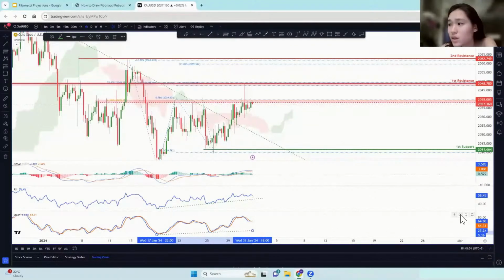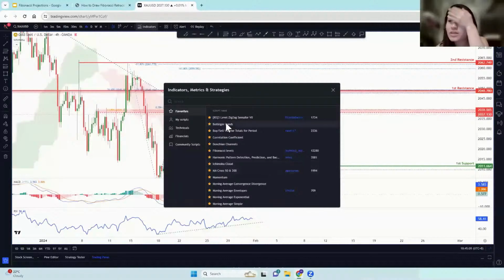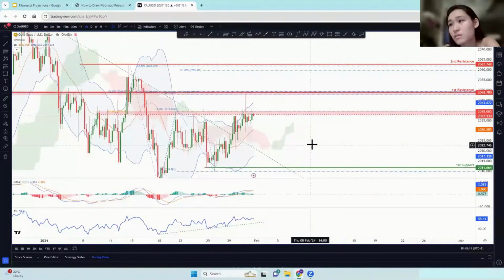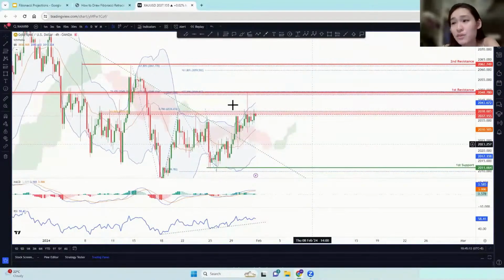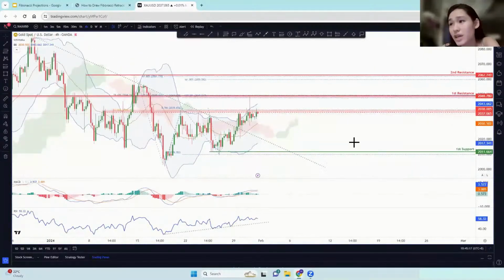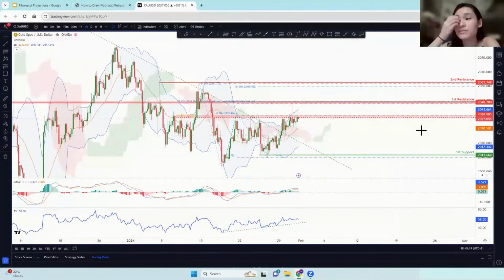Okay, but stochastic isn't telling us much. Now let's look at Bollinger Bands. Okay, you can see price pushing above the upper band. So it is also giving us a bullish signal here. Okay.